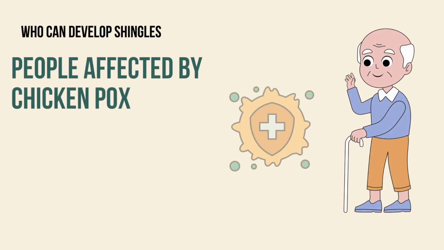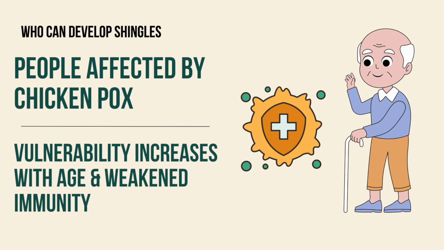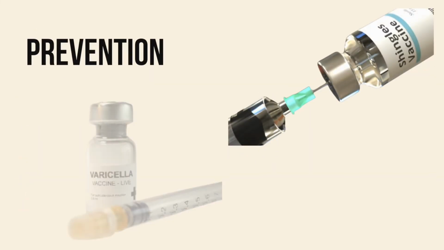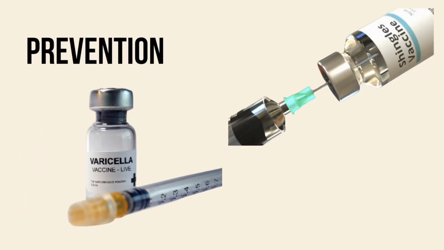People who are older or have a weak immunity are the ones most vulnerable to the development of shingles. Now, the best way to prevent both of these conditions is to get a vaccination, which is a chickenpox vaccine for children, adolescents, and adults, and a shingles vaccine for people who are over 50.